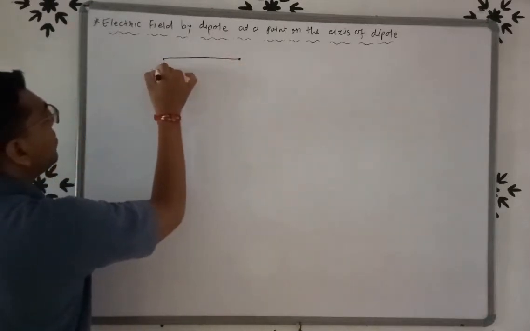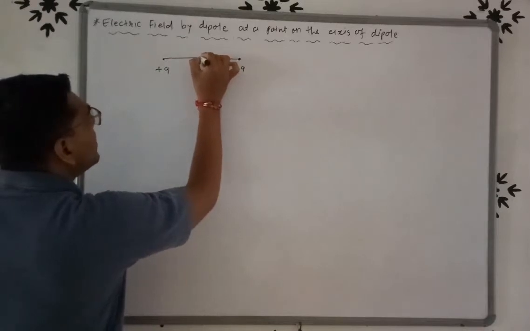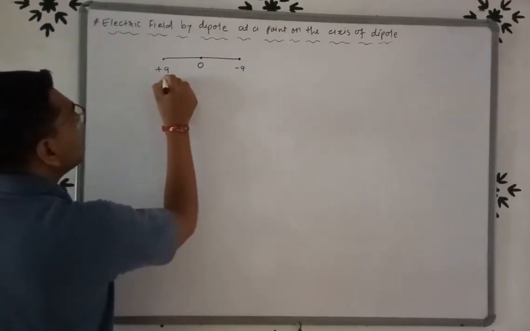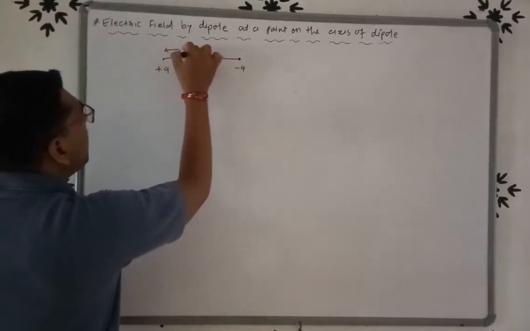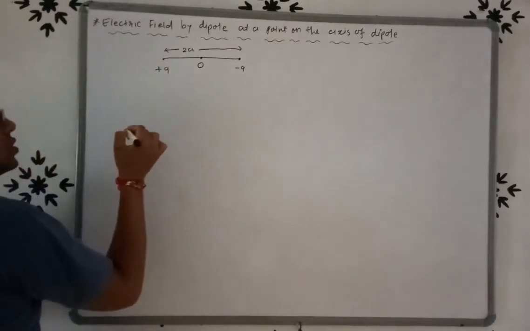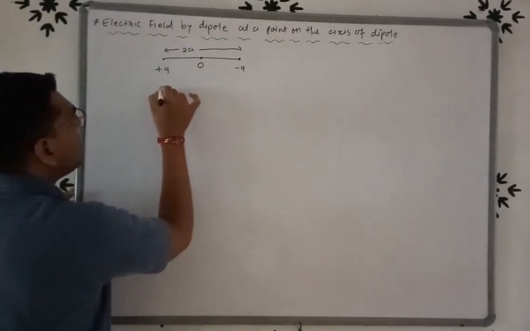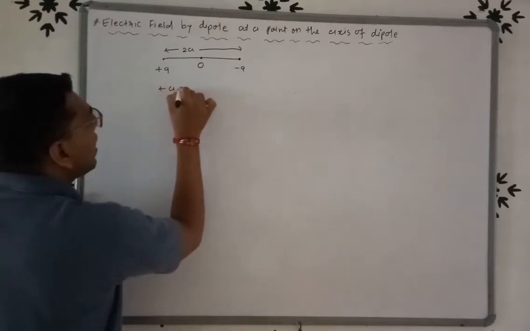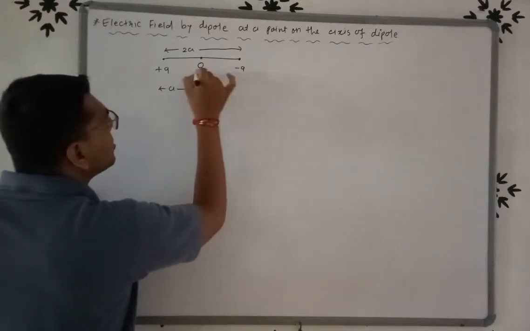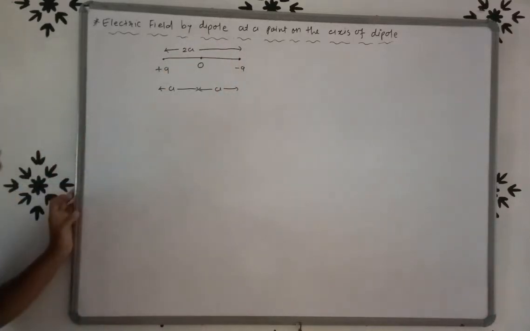This is the plus Q, minus Q. This is the midpoint, we can say O. Here the distance between plus Q and minus Q is 2a. So the distance between plus Q to the midpoint O is a, and between minus Q to point O is also a, right? Because a plus a is 2a.